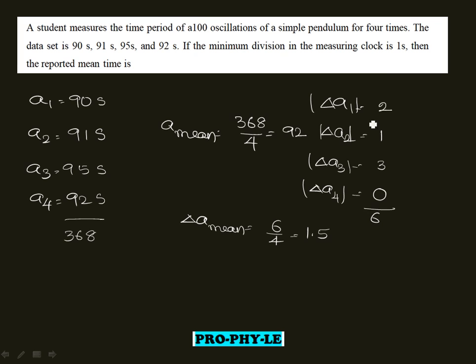1.5, and you are given that the clock can measure a minimum value of 1 second. So it can measure 1 second or it can measure 2 seconds. So the reported reading will be like this, 92 plus or minus 2 seconds. Because 1.5 is greater than 1 second, it will not observe 1.5 seconds. So definitely it will observe 2 seconds. So you have to take the error in that measurement as 2 seconds.